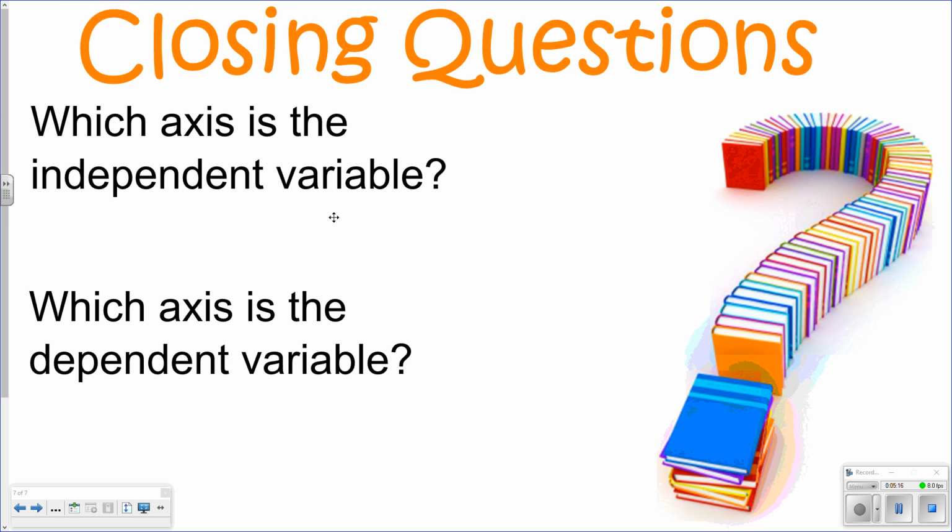Which axis is the independent variable? Got to know that is the x. And which one is the dependent? That's the y.